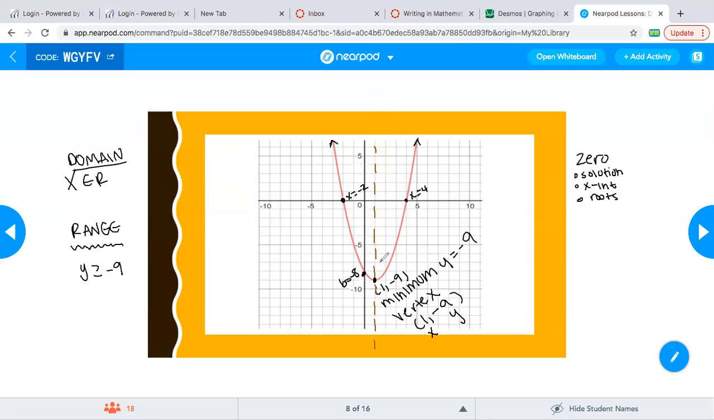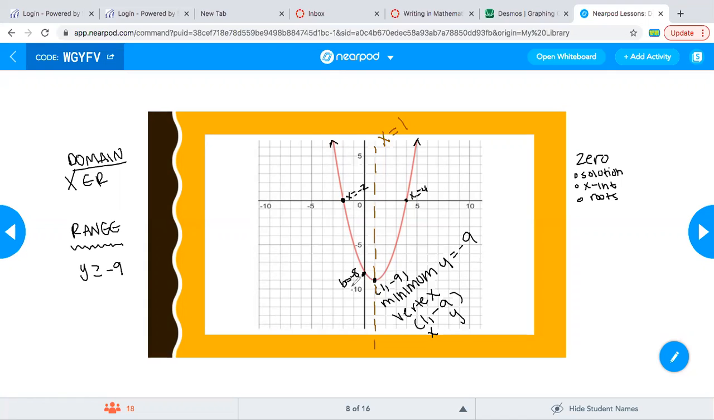And if this is a vertical line, is it an x equals equation or a y equals equation? It's an x equals equation. Vertical lines are undefined slope, x equals equations. So what is the x value of the vertex? 1. So the axis of symmetry would be x equals 1.